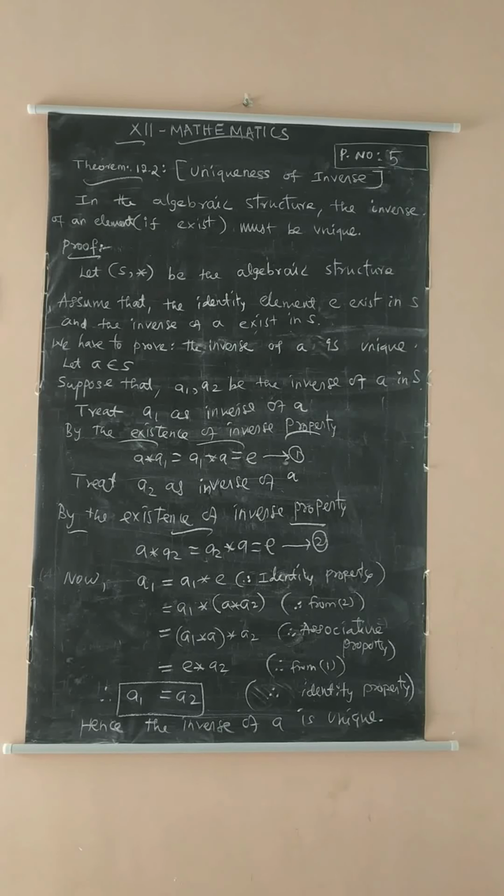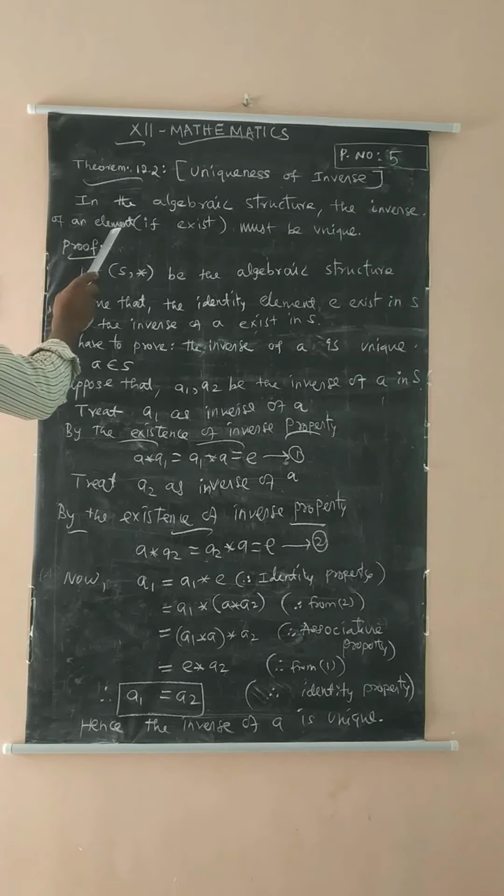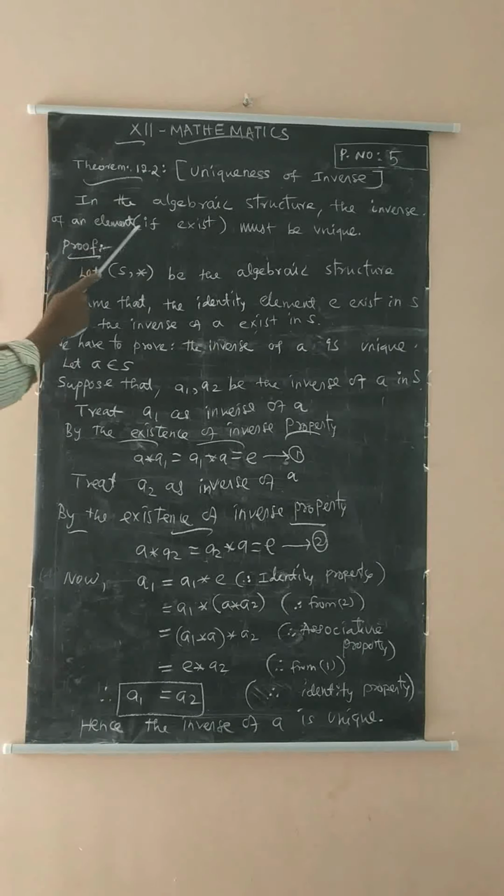Students, next theorem 12.2, uniqueness of inverse. In an algebraic structure, the inverse of an element, if it exists, must be unique. We can prove this. Proof: let (S, star) be the algebraic structure, where S means a non-empty set and star means any binary operator.